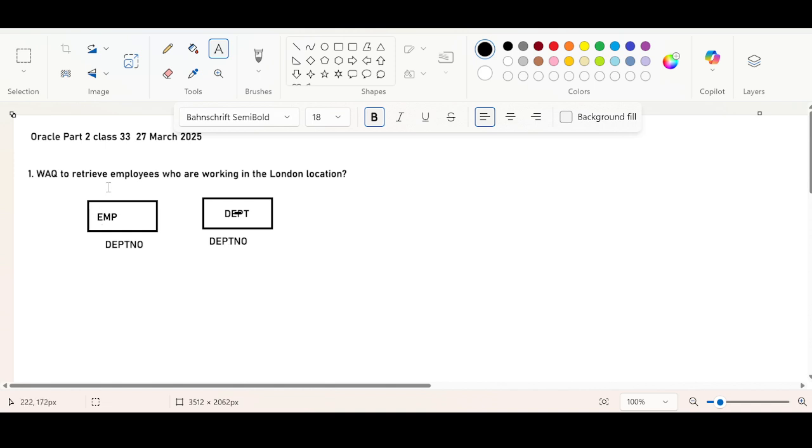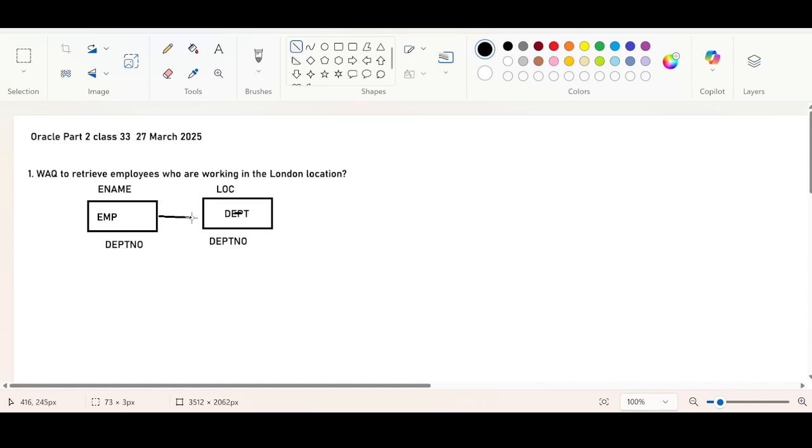But you want to find employees. Retrieve employees, in the sense it can be the employee name. You want to retrieve the employee name. Employee name is part of the EMP table, and location is part of the department table. Hope you are able to understand. First of all, you need to join these two tables by using a join.